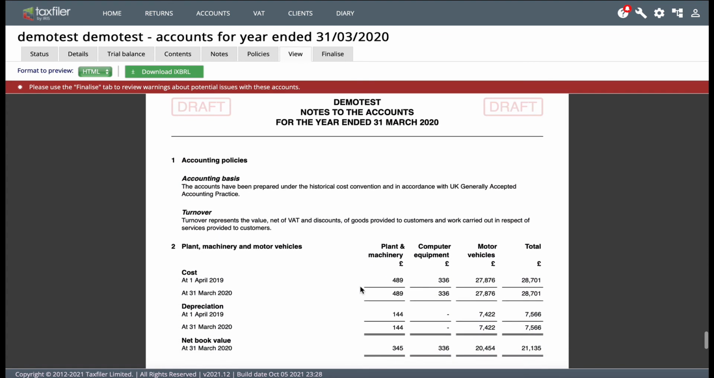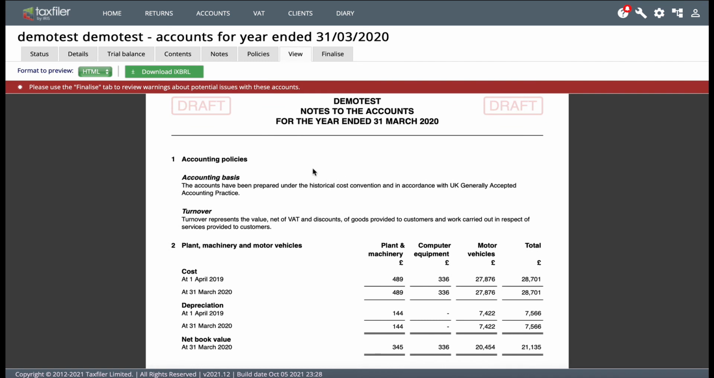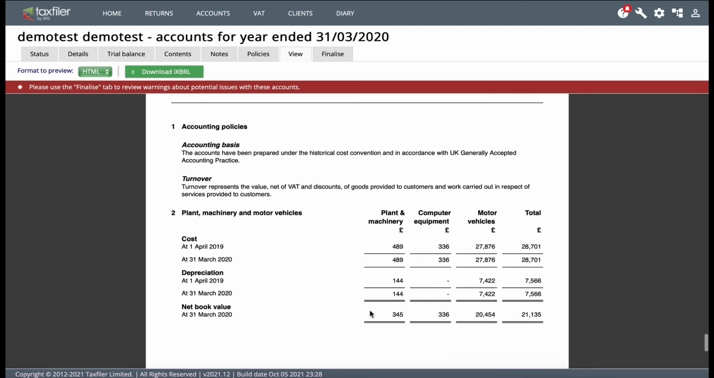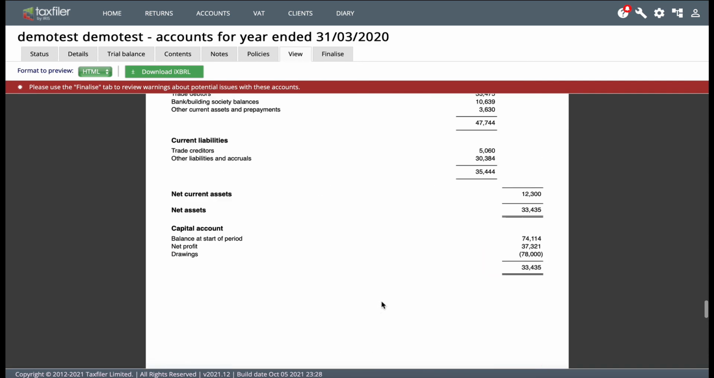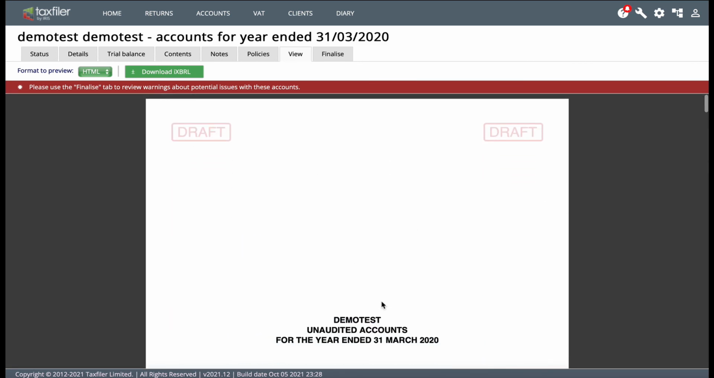And on the last page here, we've got notes to the accounts. So the accounting basis, how the turnover is represented, a detailed schedule of all the fixed assets. So as I said, we've got plant and machinery, computer equipment and motor vehicles. The cost at the start of the year, the depreciation in the year, and the net book value at the end of the year. And that's it. As I say, not every set of sole trader accounts will be the same, but hopefully that gives you a brief overview of what's normally contained within a set of sole trader accounts.